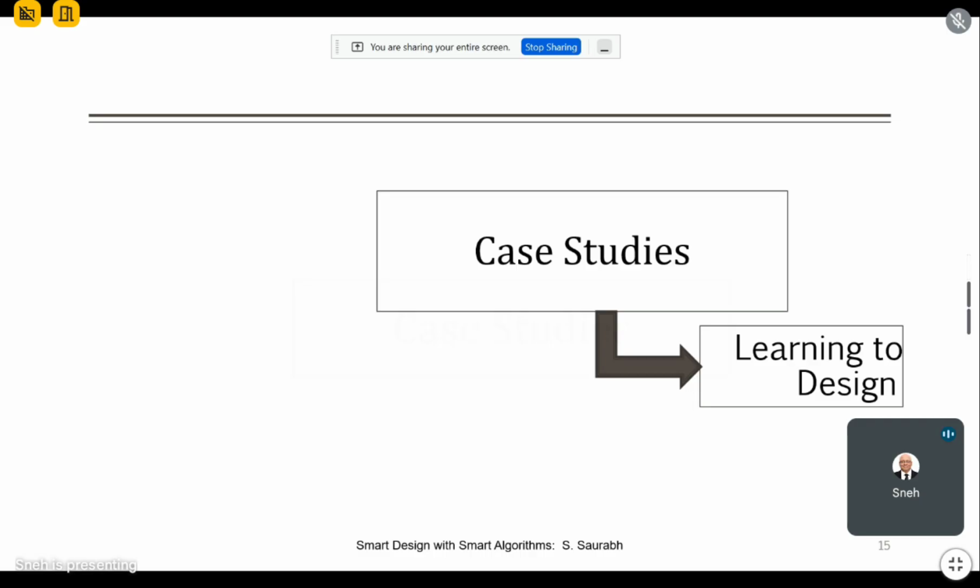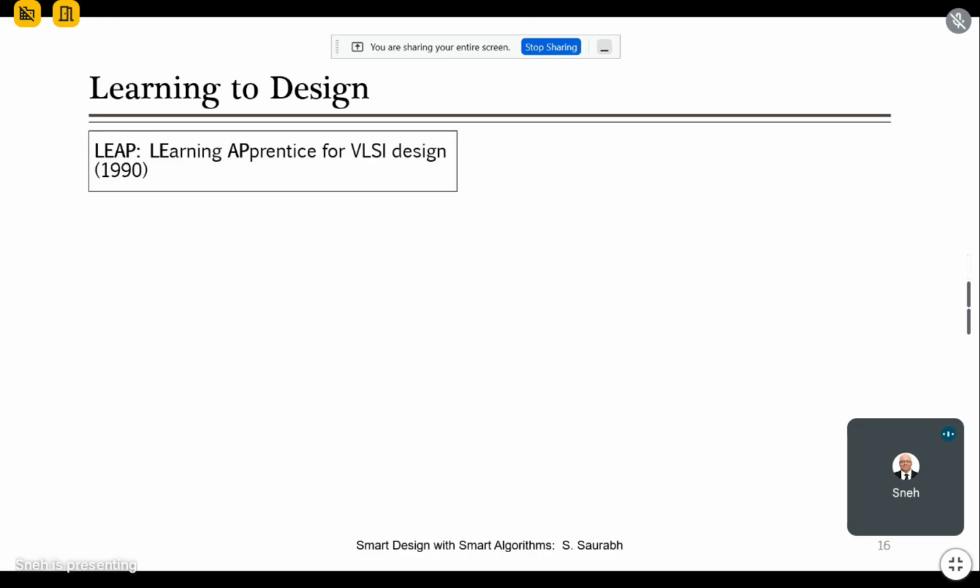The first one is a tool which is known as LEAP. It was a very old tool, suggested in the 1990s. It is known as Learning Apprentice for VLSI design. Of course, at that time the processing power of computers was not as high as now, several orders of magnitude inferior to what exists today. Therefore this tool, which was launched in 1990, couldn't take off because the processing power was not there at that point of time.